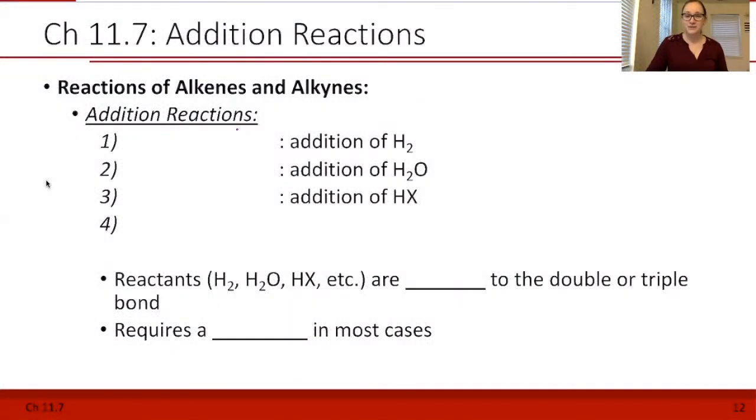Okay, so now we're going to learn about reactions of alkenes and alkynes. I'm going to start off by prefacing that this is not all of the reactions you can do with alkenes and alkynes. These are just the ones we're going to learn in this class. It's the first reactions that you learn to understand the reactivity and how they work.